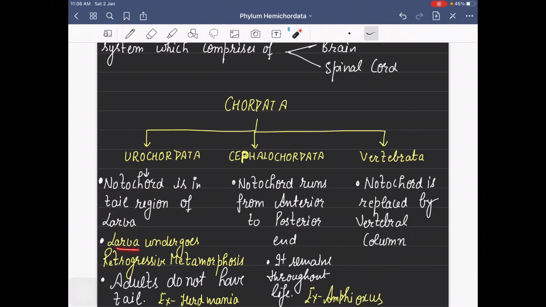But the moment the larva undergoes retrogressive metamorphosis, lots of changes happen when the larva changes into an adult. So when the larva becomes an adult, adults do not have a tail, the tail is gone. When the tail is not there, it means the notochord will not be there. So adults in Urochordata do not have a tail, and the example is Herdmania. Herdmania is the example of Urochordata.